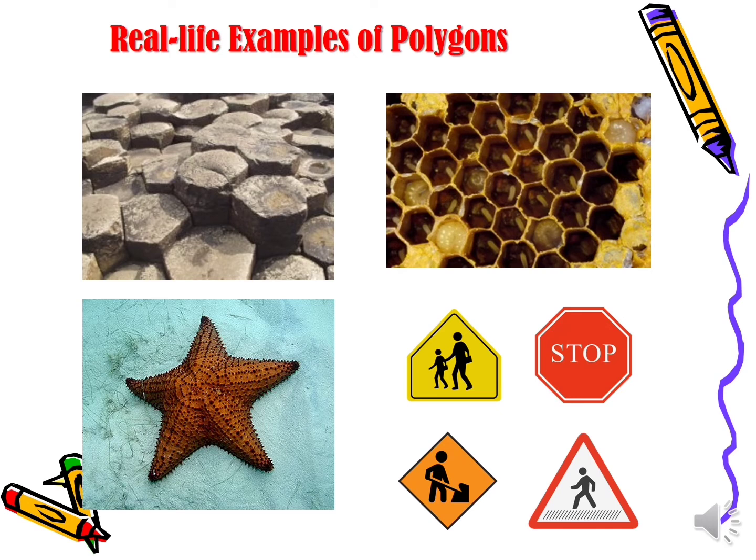Polygons are not just mathematical figures, they are also seen in real life. Some are made up of stones. A honeycomb is a polygon-like structure, a starfish, and you can see them on streets as placards or as signboards.